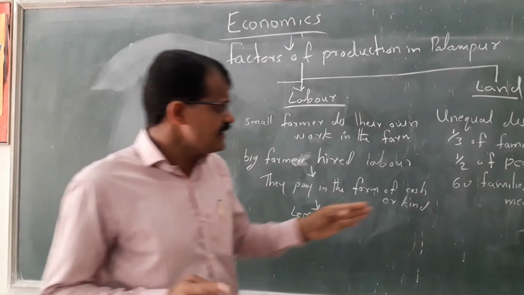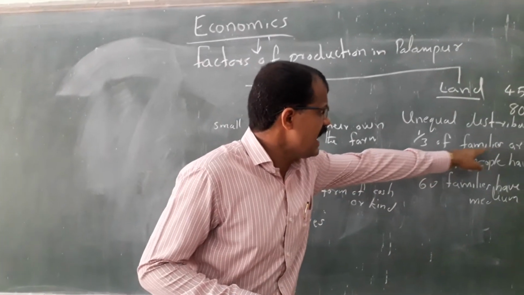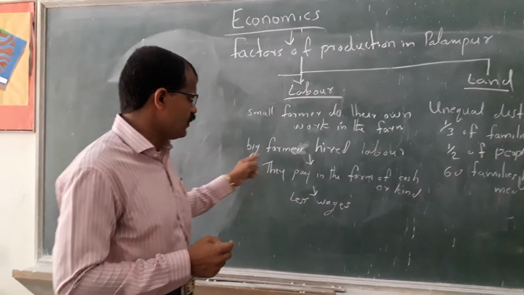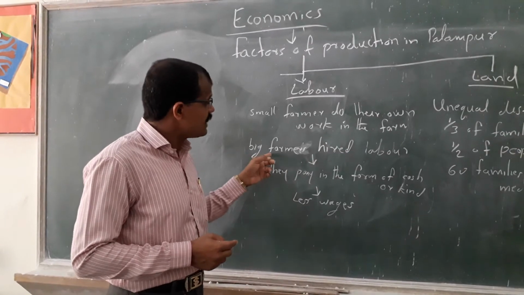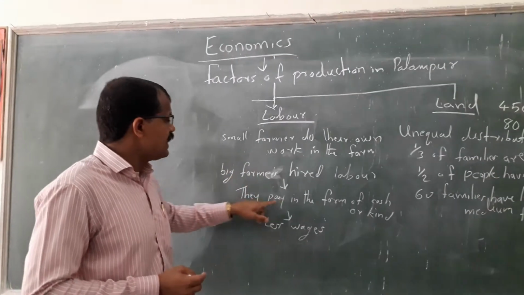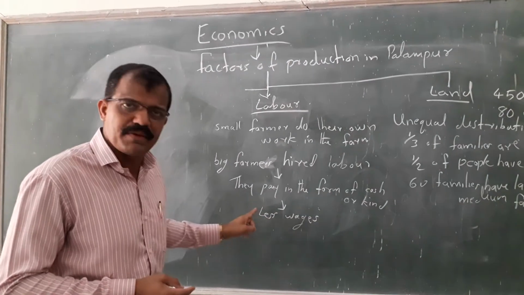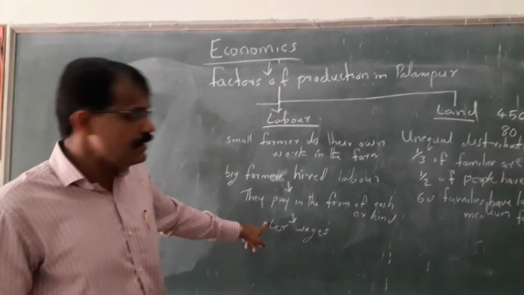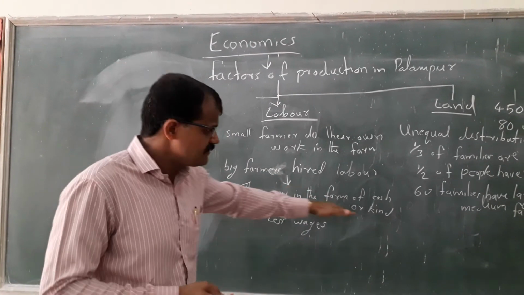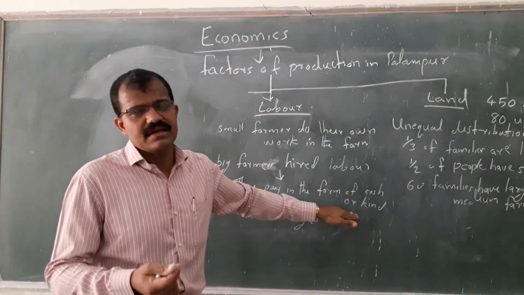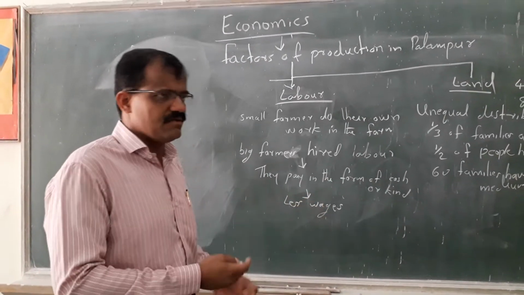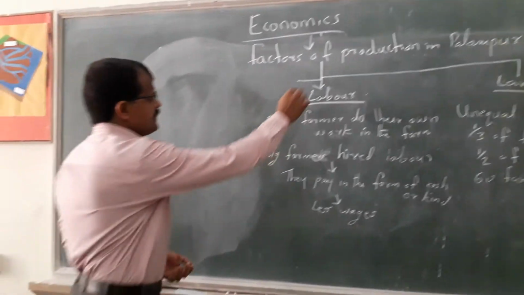We see that many families are landless. One third of the families are landless. From such families, the people go for farm work. They are working in the farms of big farmers. Their payment is comparatively very little. Wages are very low, and may be paid in the form of cash or in the form of kind, meaning grains, not money. Their wage is comparatively less.